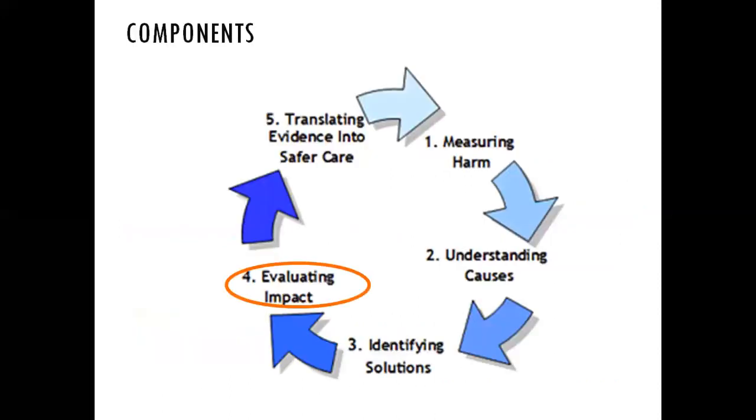Moving further beyond this, it is a cycle. What is this cycle intended to do? This cycle says that we measure the harm, we try to understand the causes of that particular harm, and we go for identifying the solutions. Once we give the solutions, we evaluate the impact, and once the impact is evaluated, we translate this evidence into safer care. So we are looking for evidence-based medicine, where evaluating impact has a direct consequence of translating evidence into safer care, and that is what evidence-based medicine talks about.